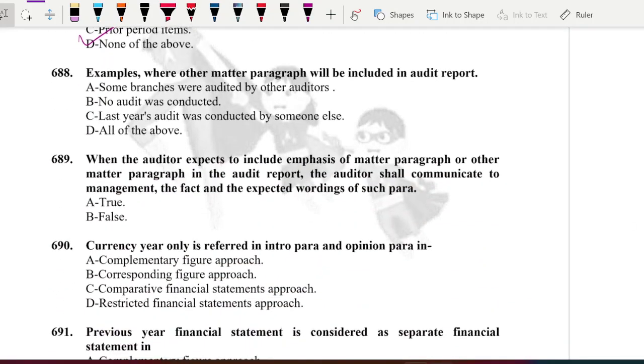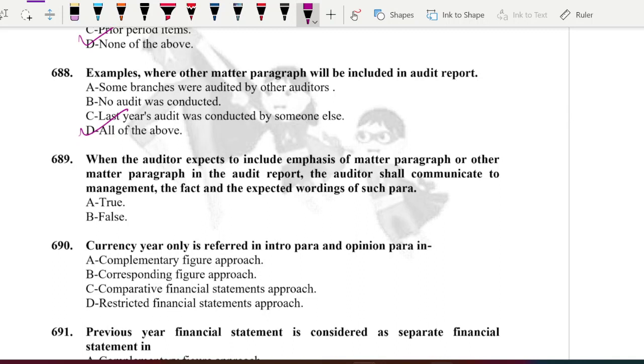Next question. Examples when other matter paragraph will be included in audit report. Come on. Some branches were audited by other auditors. No audit was conducted. Last year's audit was conducted by someone else. Yes, all these 3 points speak about audit, auditor's responsibilities, audit report. So these would be mentioned in other matter paragraphs. So the answer here would be all of the above.